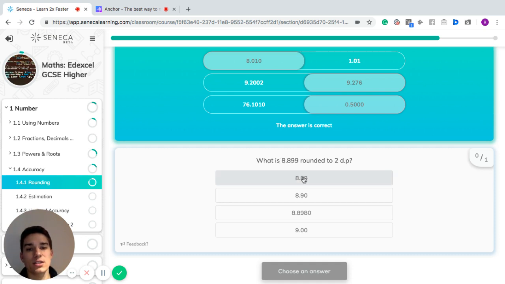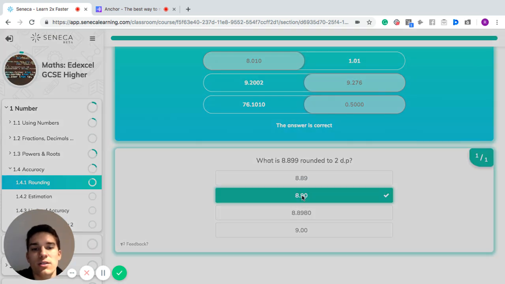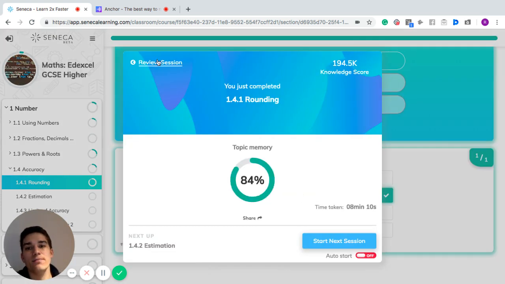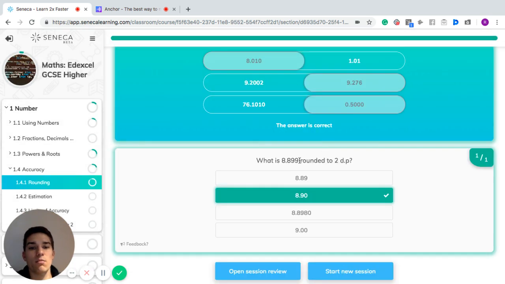0.899 rounded to two decimal places. Well, we look at the third decimal place, and that is a 9. So that means we round up. But when we round up, that knocks on from the hundredths column into the tenths column. So we actually change the number in the tenths column and the hundredths column in this example to give 0.90.